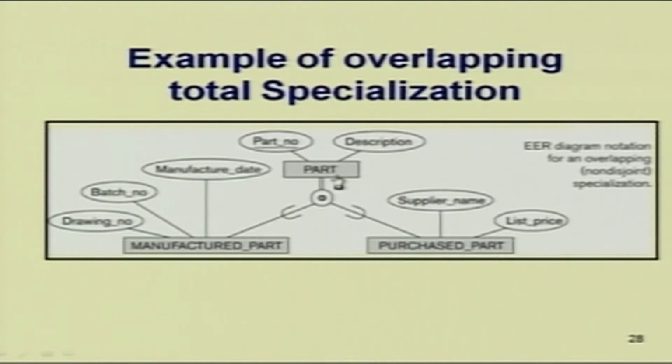This is a part. This part has entities which can belong to manufactured part or purchased part. All the parts must belong to manufactured and or purchased, and some parts can be manufactured as well as purchased, some entities can belong to both. That is why it is called overlapping, but all parts should belong to at least one of these, that is why it is called total.